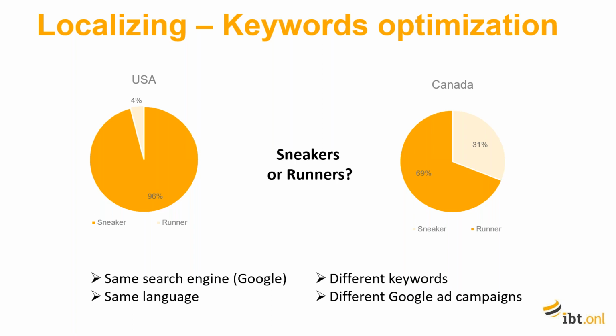In Canada, you're probably better off with runner or runners, as 70% of the population Google runner or runners rather than sneakers. And in the USA, 96% of the population are asking for sneakers. So it's the same search engine in terms of Google, although one is google.com and one is google.ca. Same language, theoretically. Different keywords, therefore different ad campaigns. That's one of the main areas that you have to focus on when you want to get found. So again, adjust yourself for the local Google.